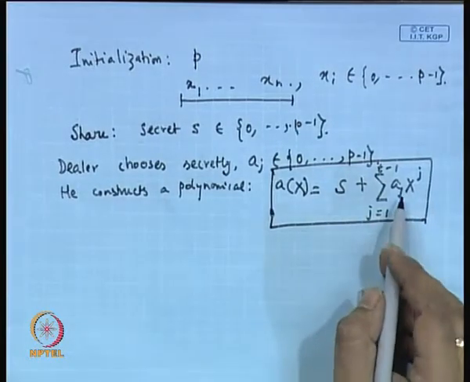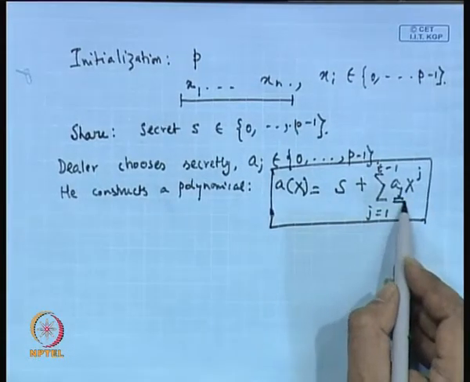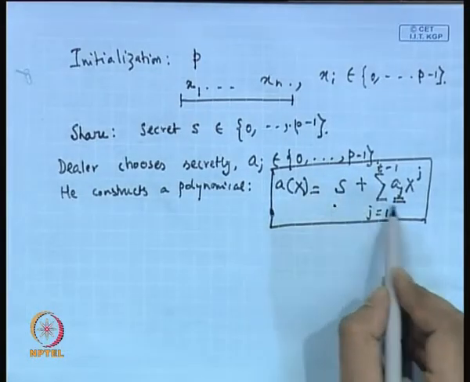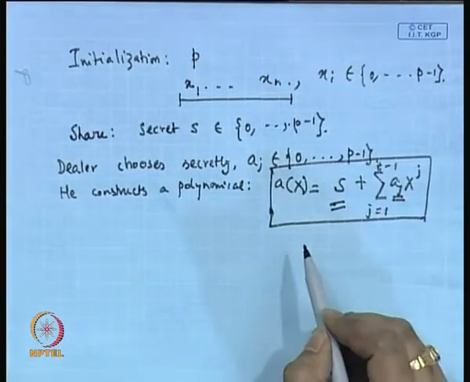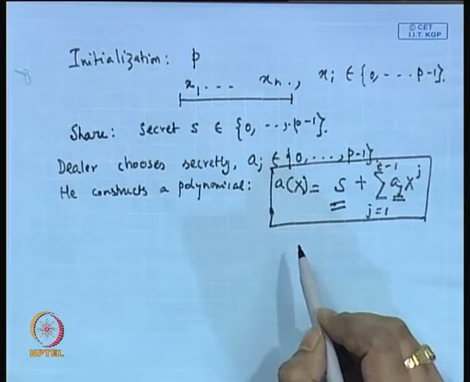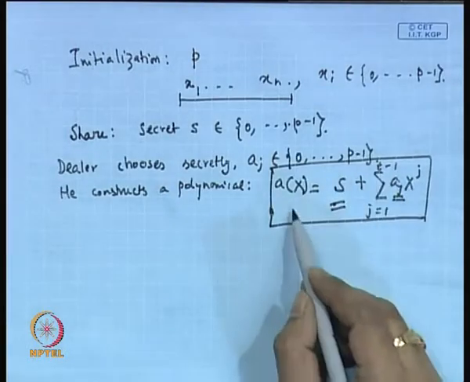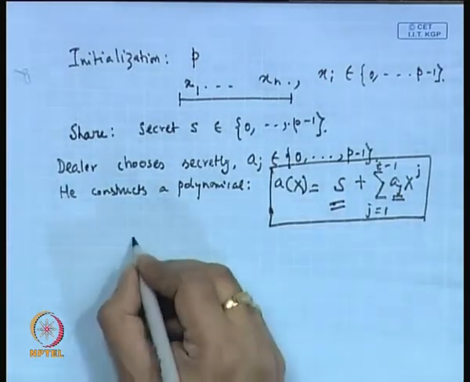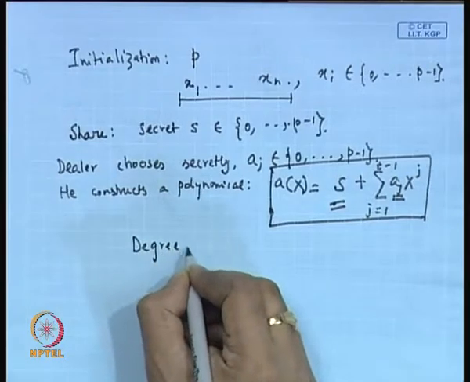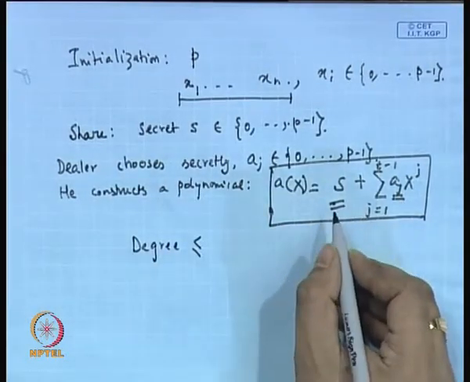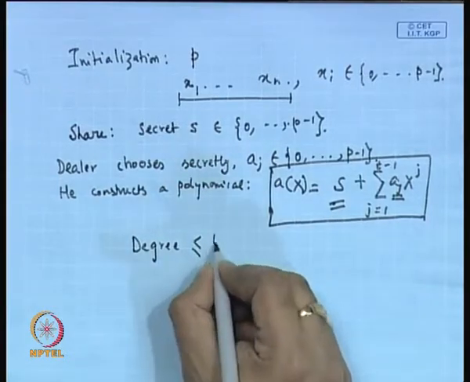So, the dealer chooses these coefficients secretly, and keeps s, which is the secret, as the constant of the polynomial. And then what is the degree of this? The degree is less than or equal to t minus 1, depending upon your aj, because your aj's can be zeros also. So, therefore, the degree is at most t minus 1.